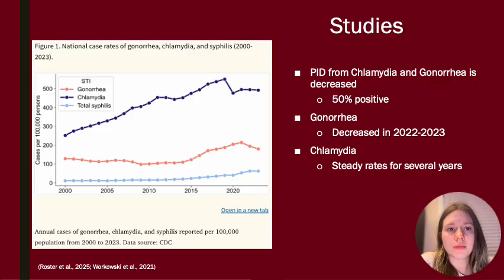Now, the prevalence of chlamydia stayed steady for a number of years with a rate of 492.2 cases per 100,000 people in 2023.